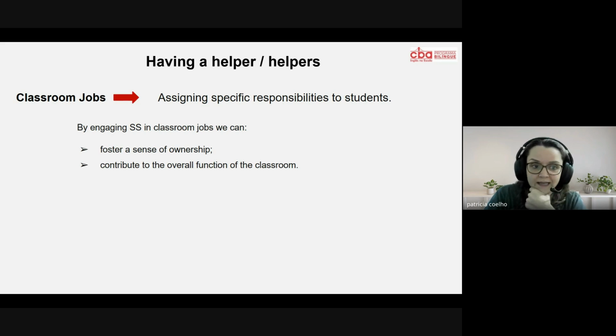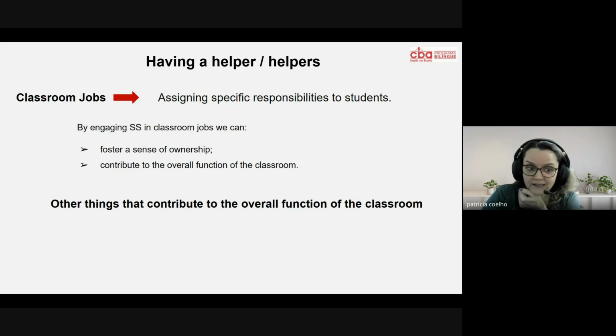By engaging students in classroom jobs, we can foster a sense of ownership. Students feel that they are somehow responsible for that class, that environment, responsible for what's going on there. And it contributes to the overall function of the classroom. Everything we have been talking about in these 3 meetings contributes to the overall function of the classroom. Remember, all these classroom management techniques have an impact on how your classroom functions, your students' behavior, and how your class flows.